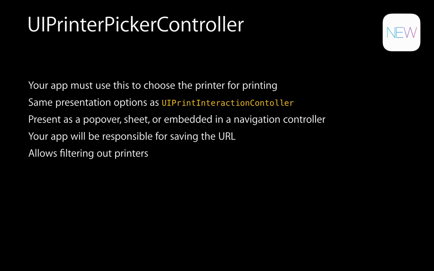Between runs, you'll save the URL, and then you'll instantiate a new UIPrinter with just this URL that you've saved. Also, this UIPrinterPickerController allows you to filter out printers if your app is designed for just a specific type of printer, and we'll talk about that later.